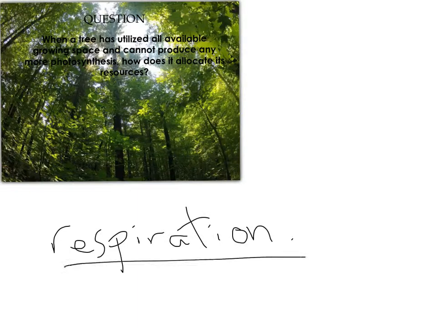The first thing a tree needs to do for survival, before it produces growth, before it produces seed, diameter, flowers, anything else, it needs to do one thing, and that's respiration. Okay? So, if a tree produces photosynthesis and it cannot produce any more, and it's not producing enough photosynthesis to continue growth, in order to survive, it must maintain respiration.